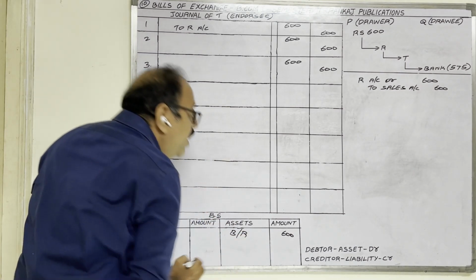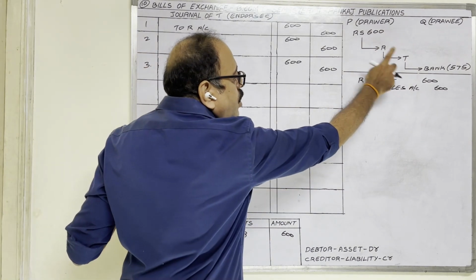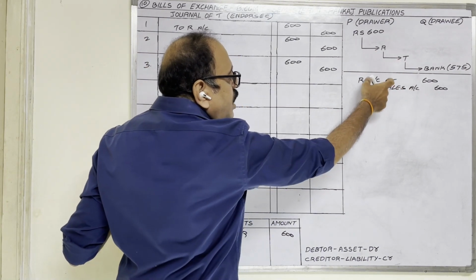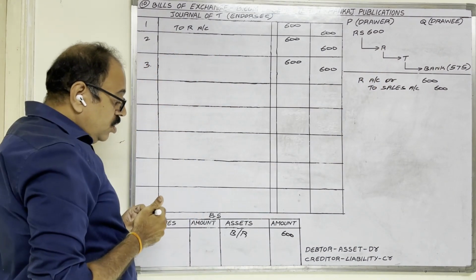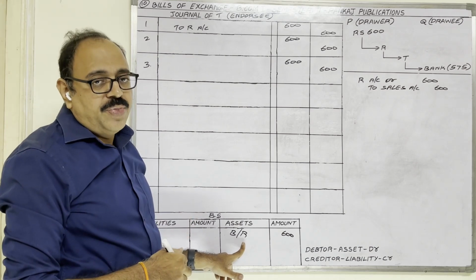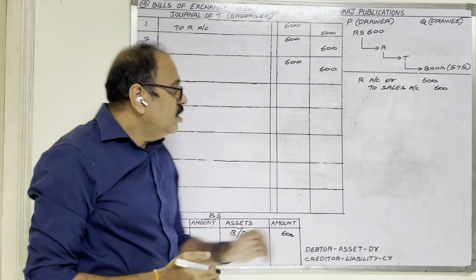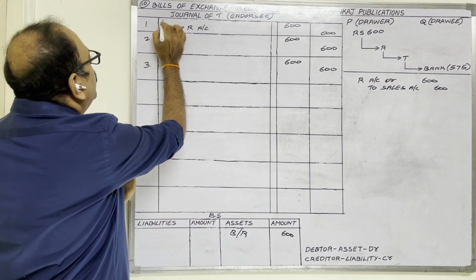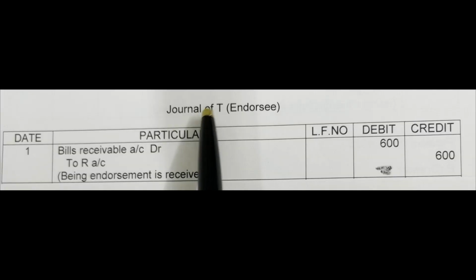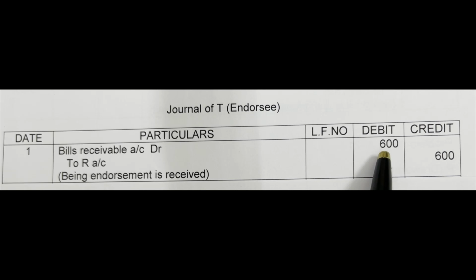I told you, for NRC, the bill is bills receivable. Like R to T also, this bill is bills receivable. So a new asset known as bills receivable is created now. So how to create any asset account? By debiting. Therefore, bills receivable account we have to debit. Journal of T, NRC. First entry, bills receivable account debtor to R account 600.